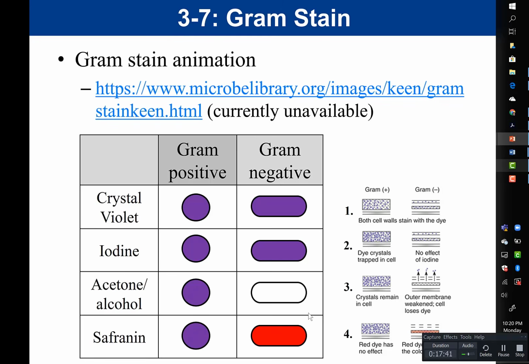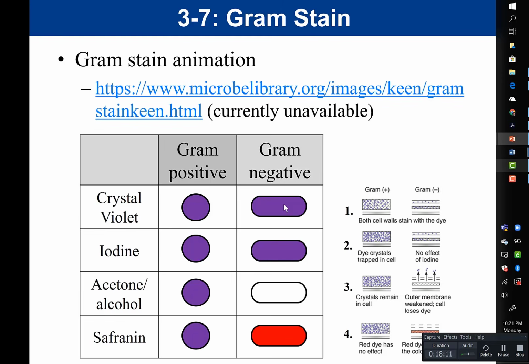So you want to know for each of these steps what color gram-positive appear, what color gram-negative appear, and why. So you should know those different steps. You should know what each of those solutions is used for. So again, the crystal violet is the primary stain, the iodine is the mordant, the acetone alcohol is the decolorizer, and the safranin is going to be your secondary or your counter stain.